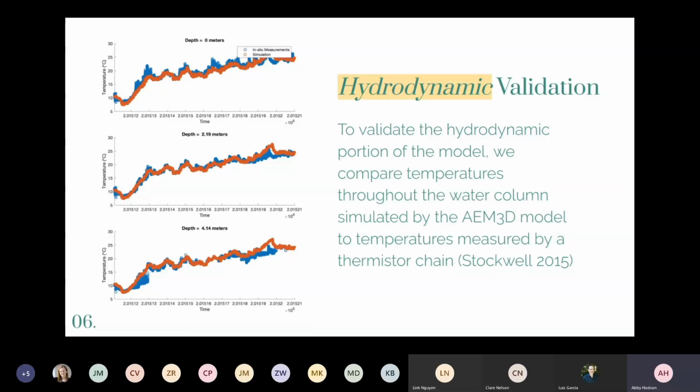And one of the variables that I looked at to prove this was temperature throughout the water column. So if you look at these graphs on your left, you can see that the temperature simulated by the model closely follows the temperature actually measured by a thermistor chain in this pond. And this means that we can essentially trust the physical portion of this model. And if we perform statistical analyses between these two data sets, we see that the differences are statistically insignificant.